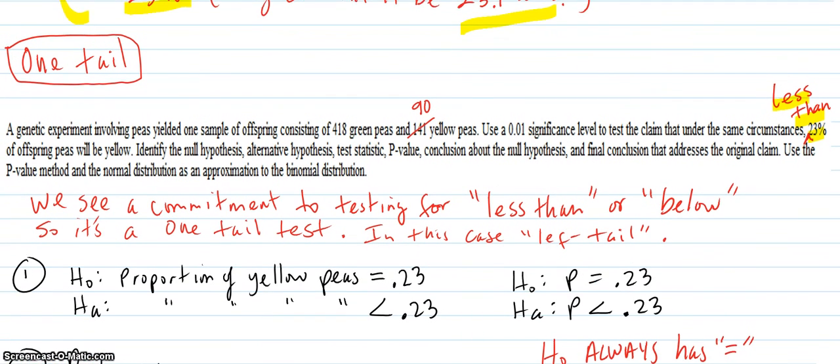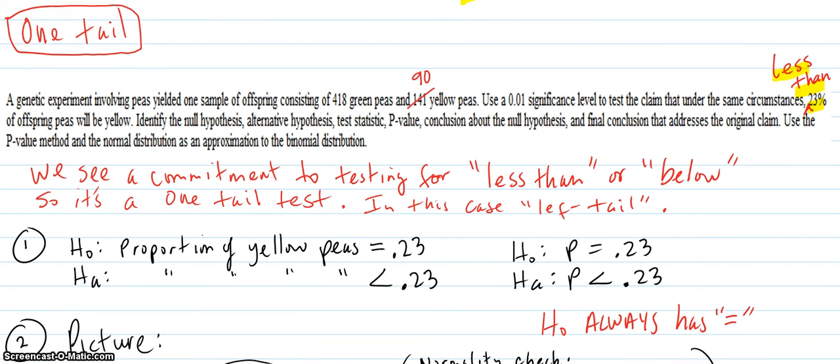Alright, so now we're going to do the same example, but with a one tail. So to do that, I wanted to get a certain outcome, so I changed this 141 yellow piece to a 90. And I put in this wording, use the 0.01 significance level to test the claim that under the same circumstances, less than 23% of the offspring peas will be yellow. So I threw in those key words, less than.